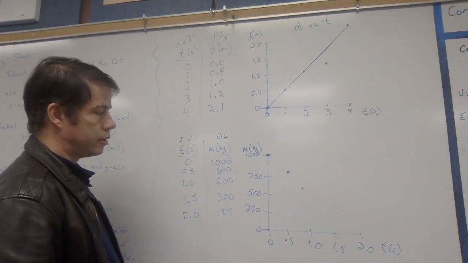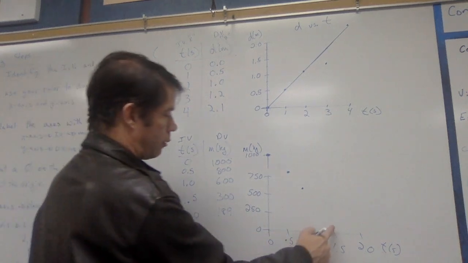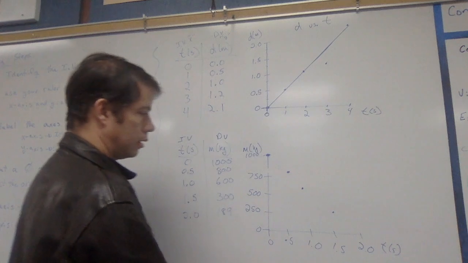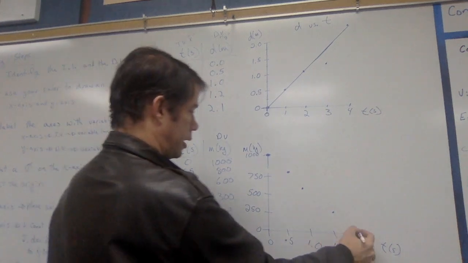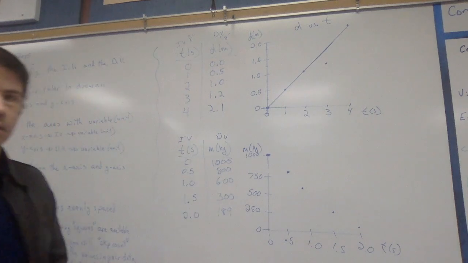I'm thinking I should have skip counted by 2s. Okay, and now we have 1.5 and 300, which is down here. And then 2.0 and 189. 189 is kind of down here. Okay.